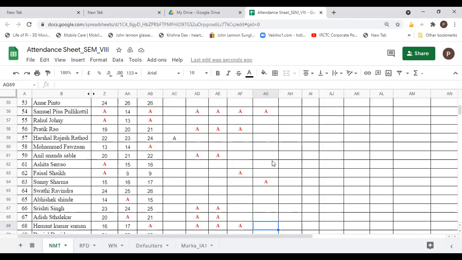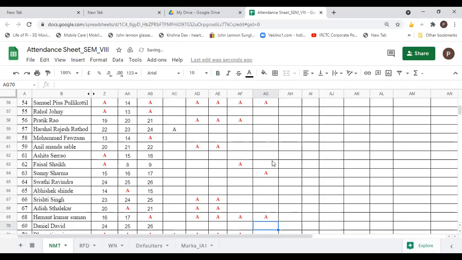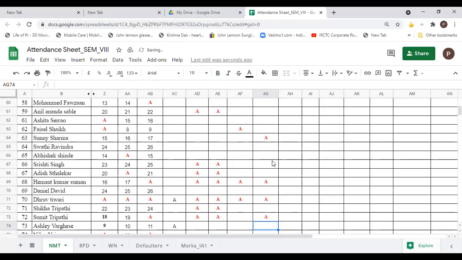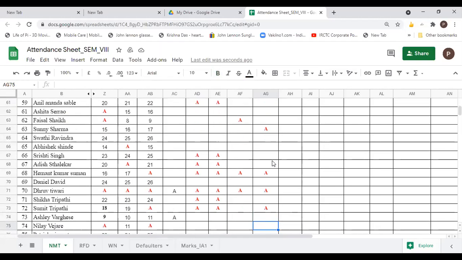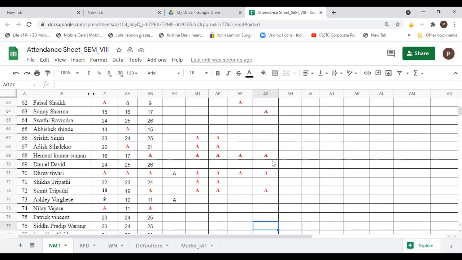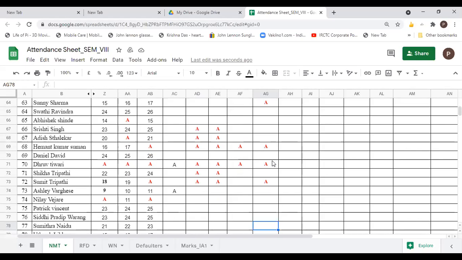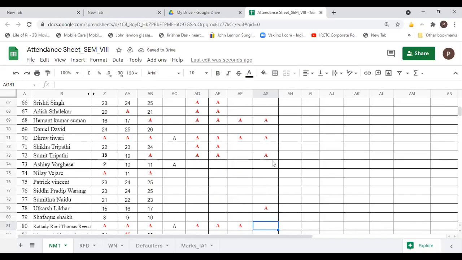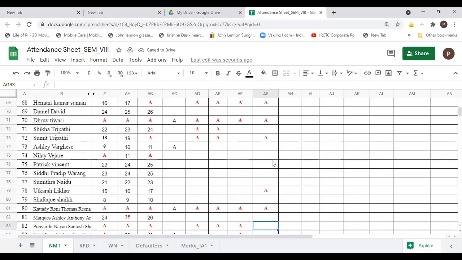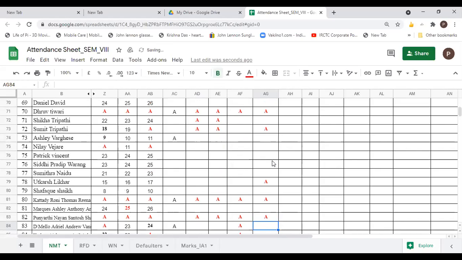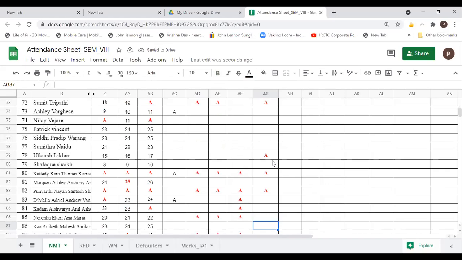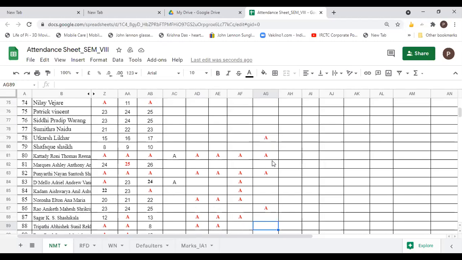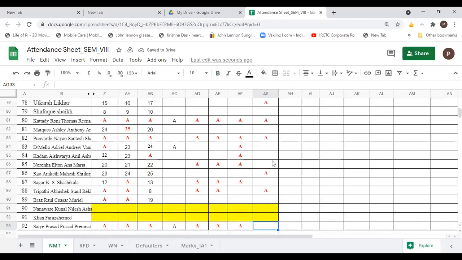66, Present, ma'am. 67, Present, ma'am. 68, 69, 70, 71, Present, ma'am. 72, 73, Present, ma'am. 74, Present, ma'am. 75, Present, ma'am. 76, Present, ma'am. 77, Present, ma'am. 78, 79, Present, ma'am. 80, 81, Present, ma'am. 82, 83, Present, ma'am. 84, Present, ma'am. 85 is there, 86, Aniket, 87, Present, ma'am. 88, 89, Present, ma'am.